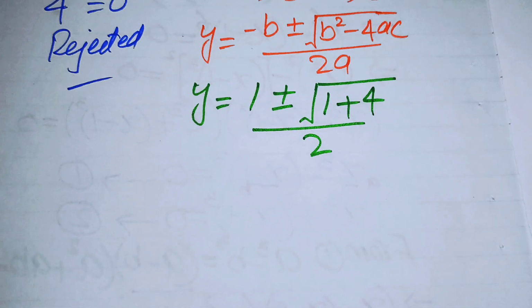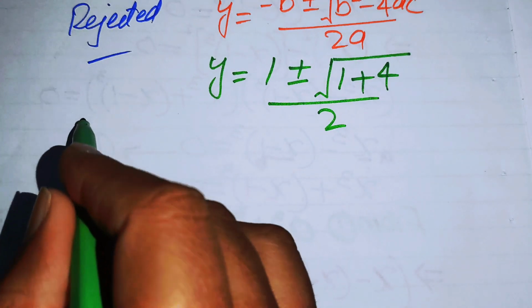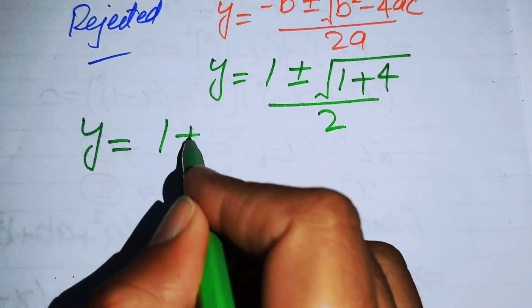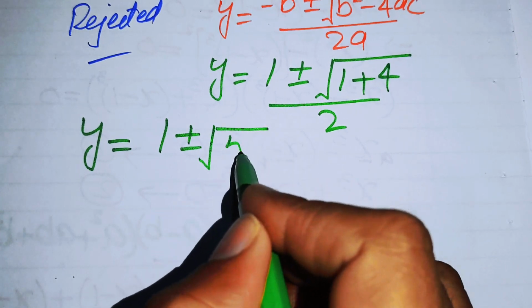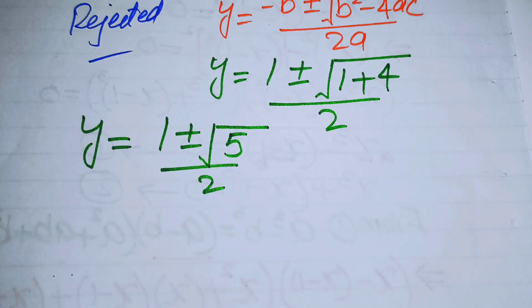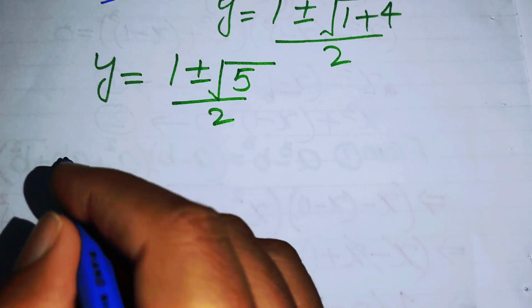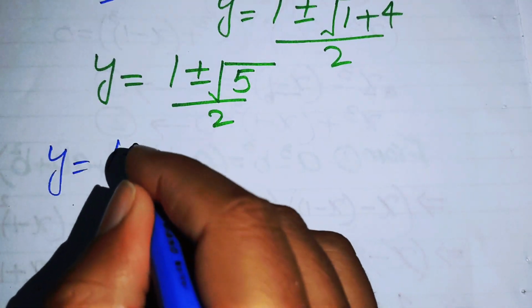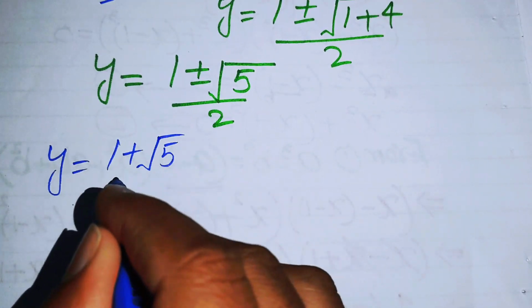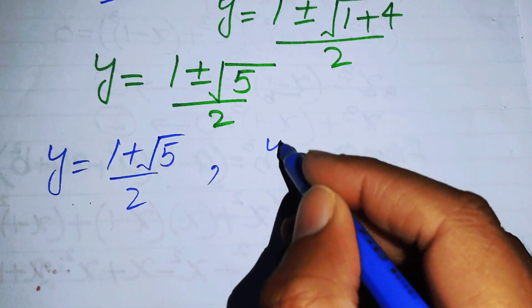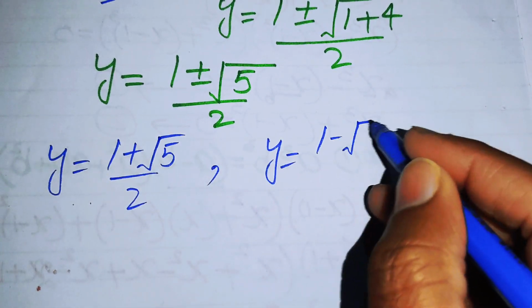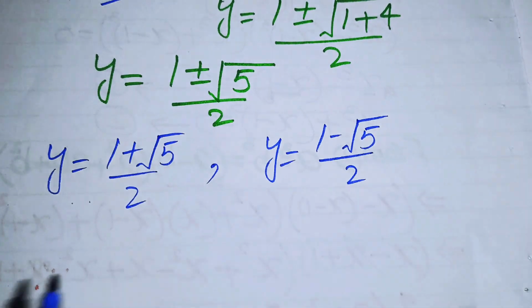Now we simplify this equation, and we get y equals 1 plus or minus the square root of 5, divided by 2. Here we divide this value of y into two cases. In the first case we write the positive value, y equals 1 plus the square root of 5 over 2, and in the second case we write y equals 1 minus the square root of 5 over 2.